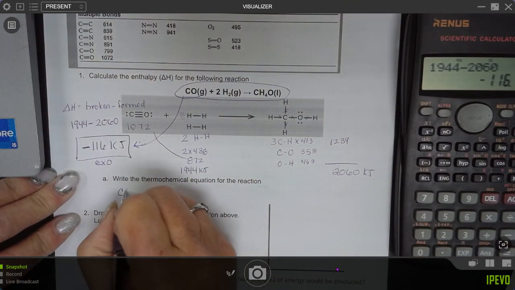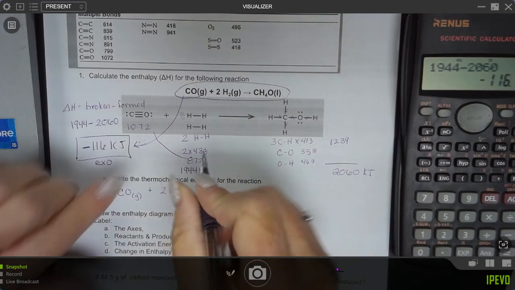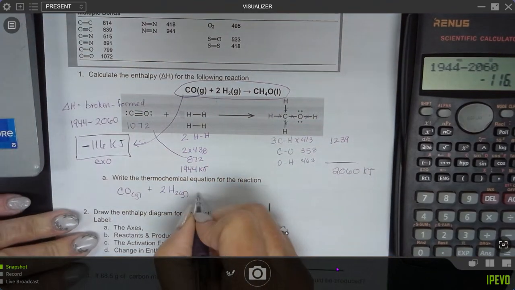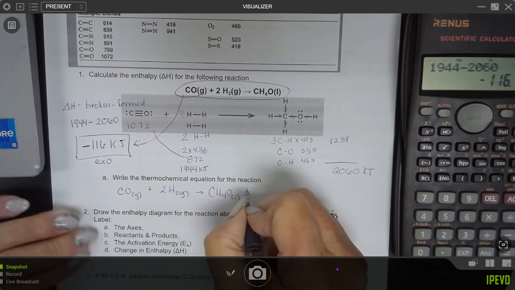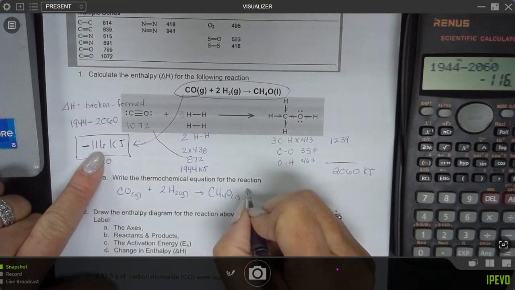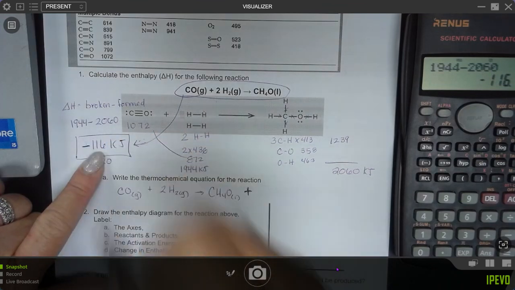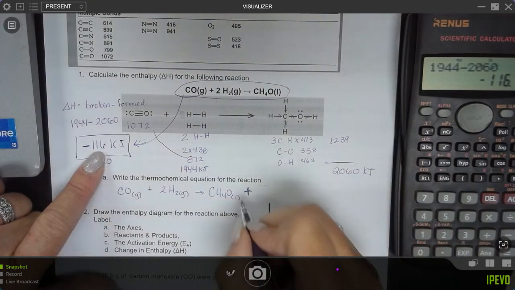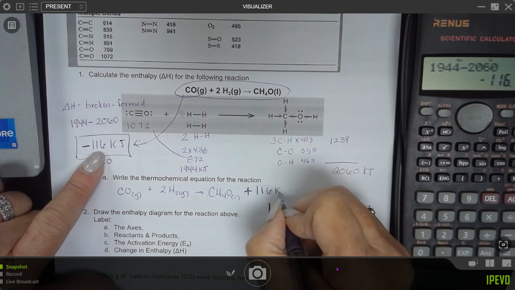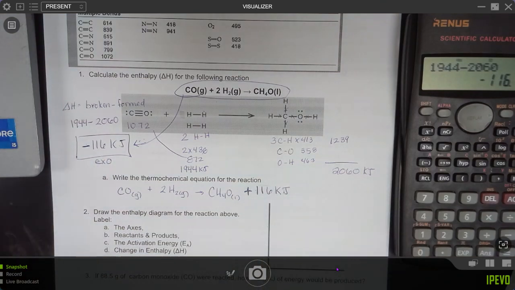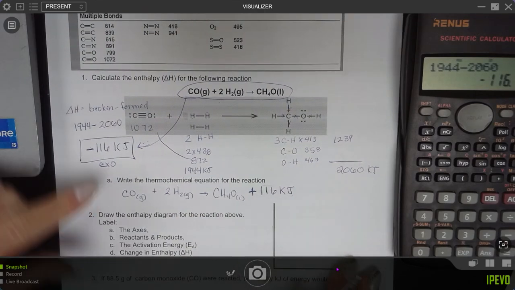So I'm going to rewrite this: CO plus 2H2. I'm just rewriting this and I'm going to put my energy on the right side. Big thing: because it's negative, it goes on the right side of the arrow. But when we put it in, we put it in as a plus because our chemical reaction is just telling us what's being produced. So this would be your thermochemical equation.